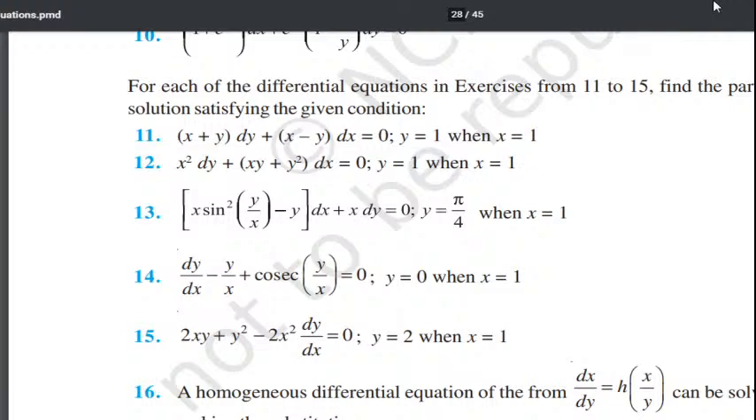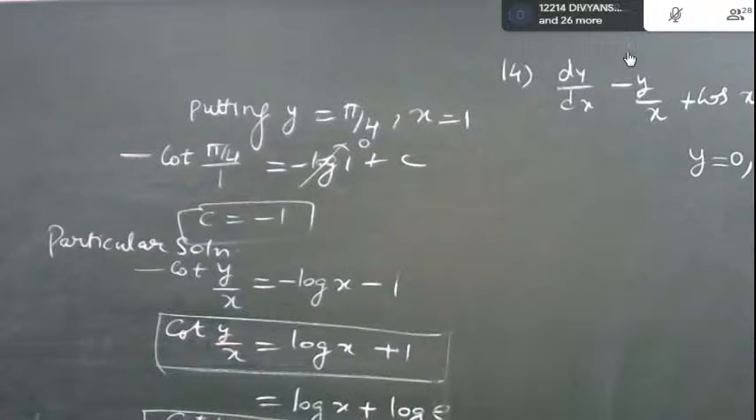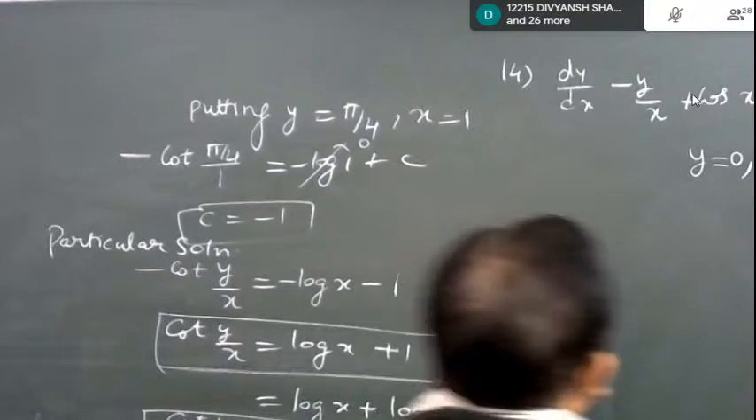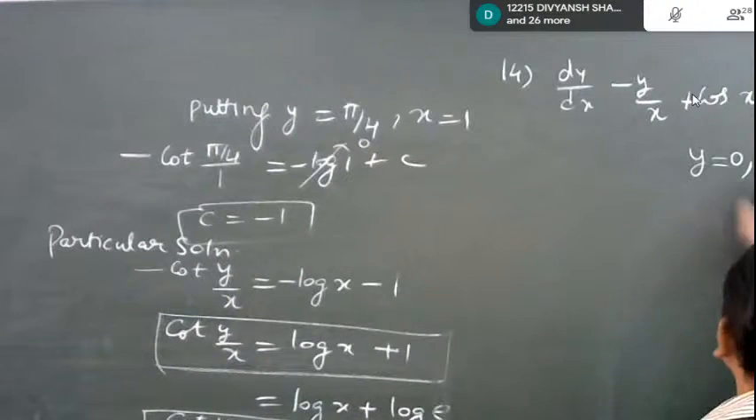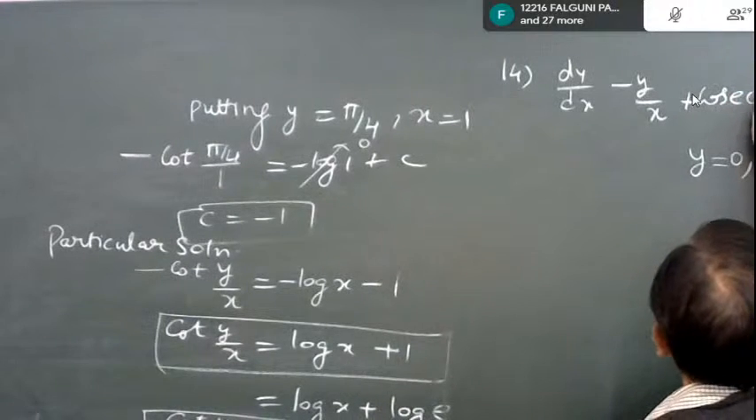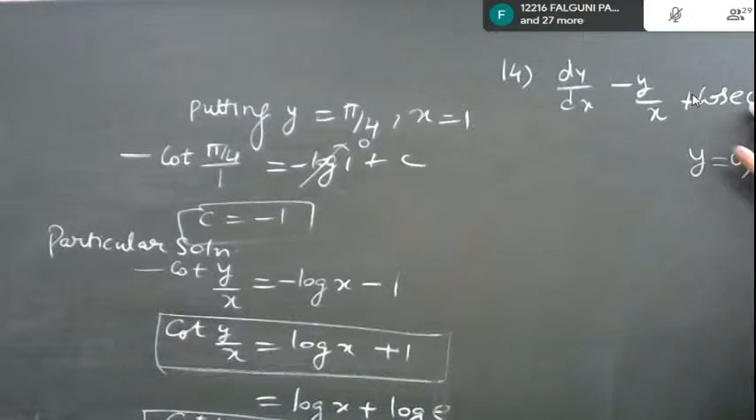dy by dx minus y by x plus cosec y by x equals 0, where y equals 0 and x equals 1. Check, I have written correct on the board. Check. Cosec y by x. Now is it right? Cosec y by x, is it right?